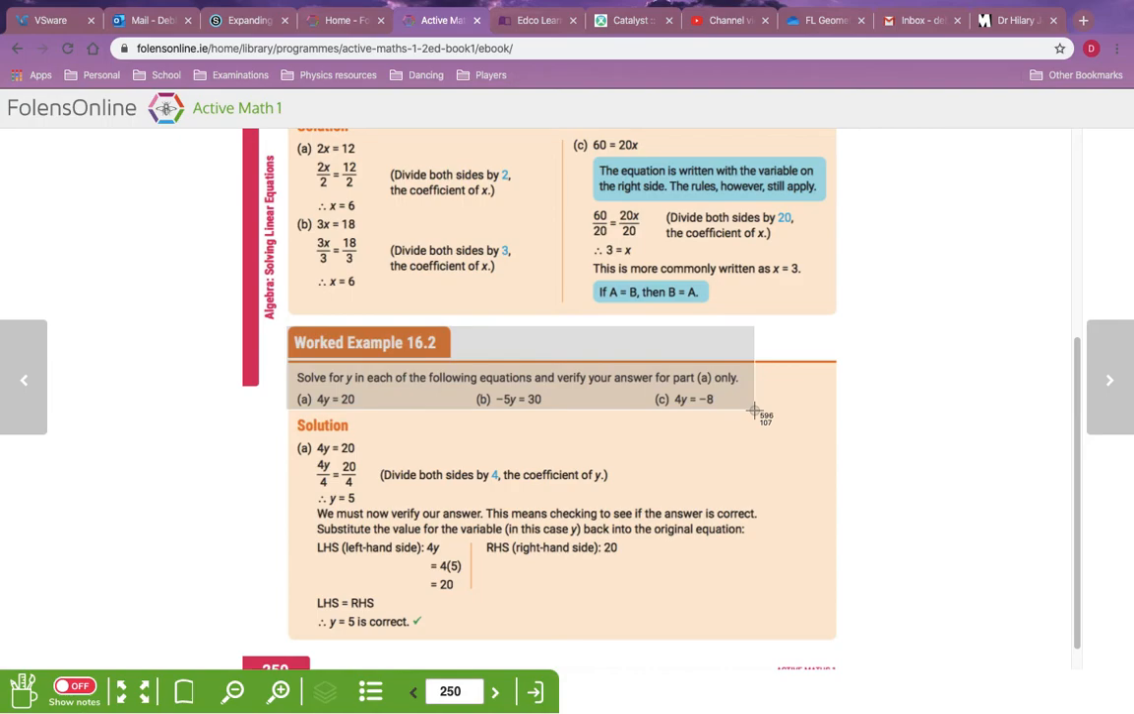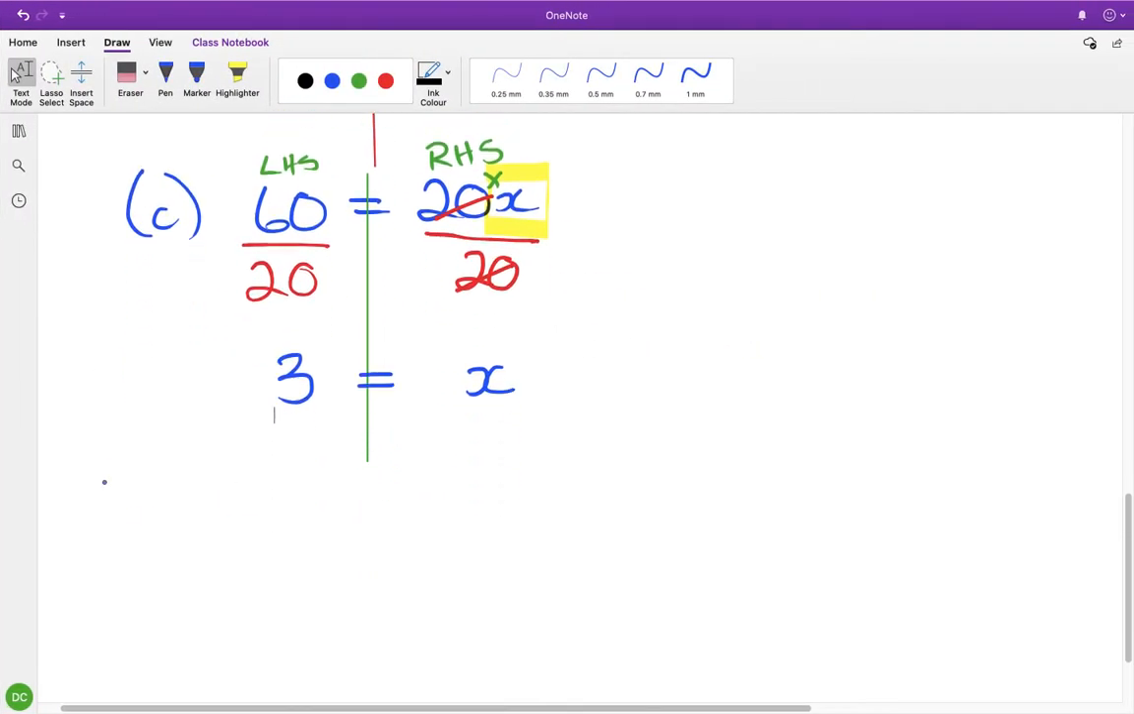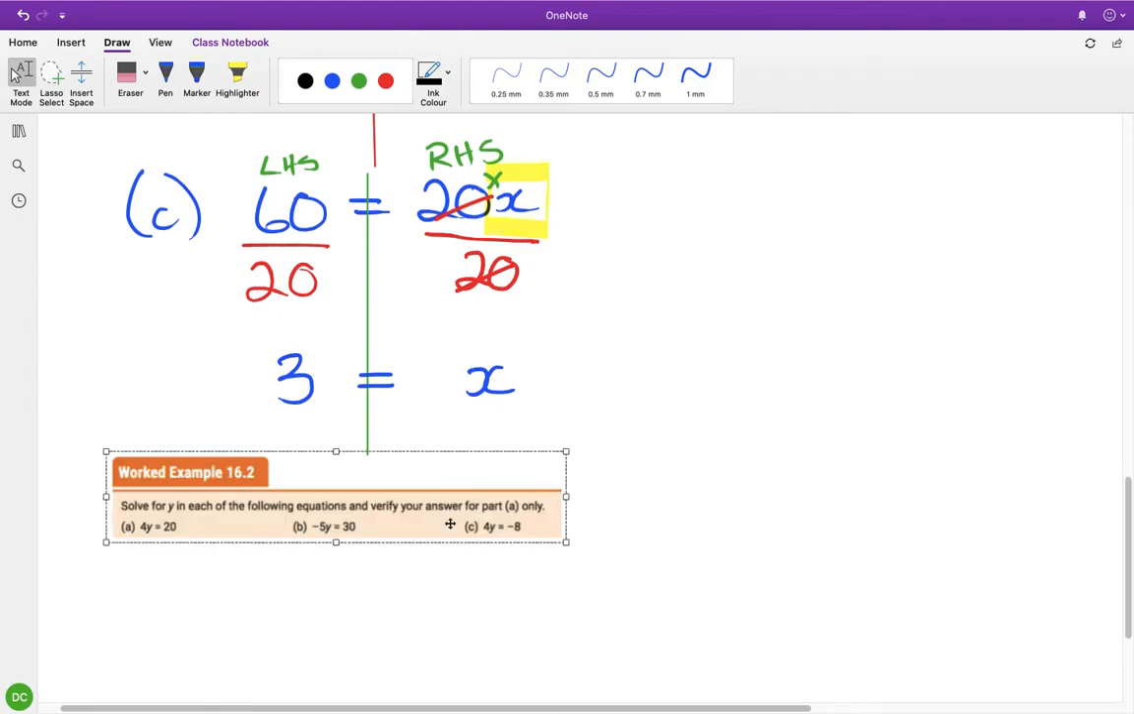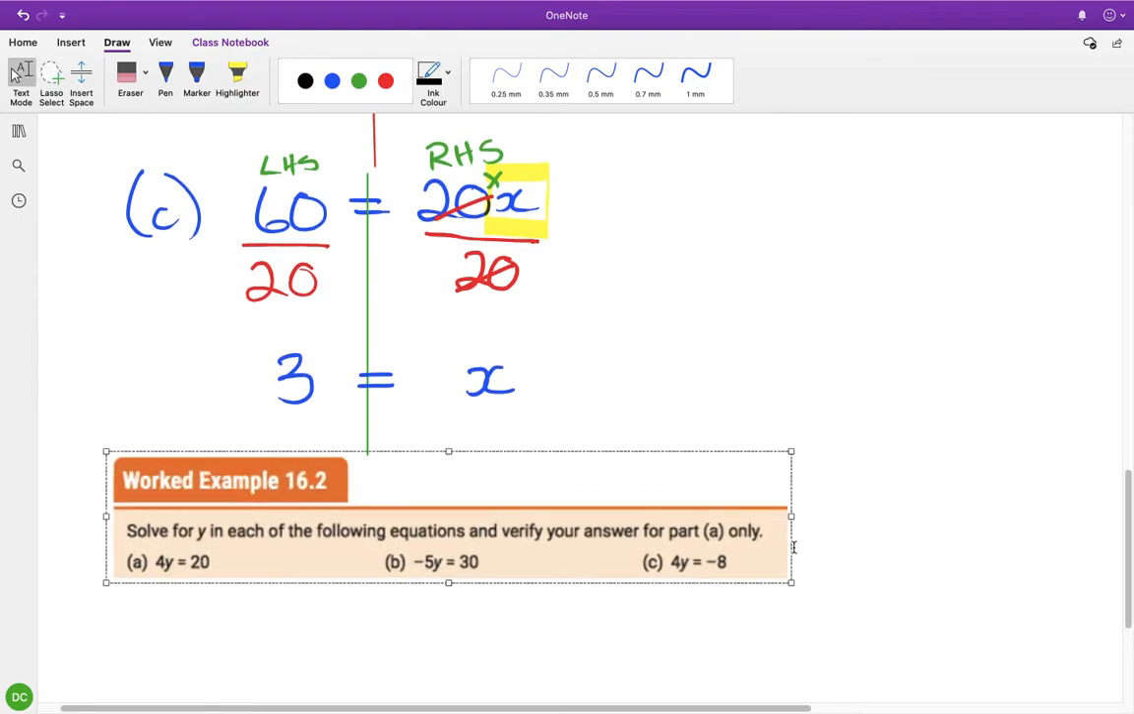And again, just for practice. Don't worry about verification at this stage. We'll talk about verification later on. You wouldn't really need to verify at this stage.